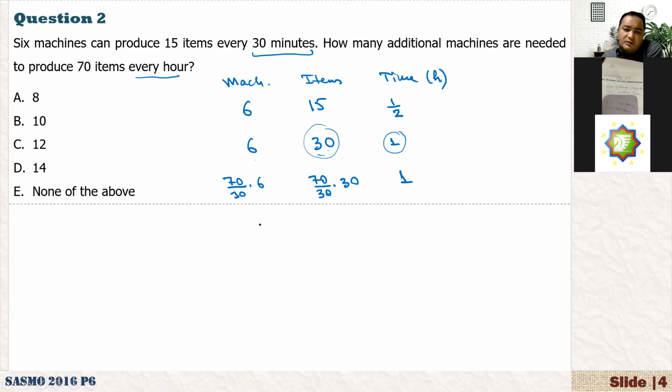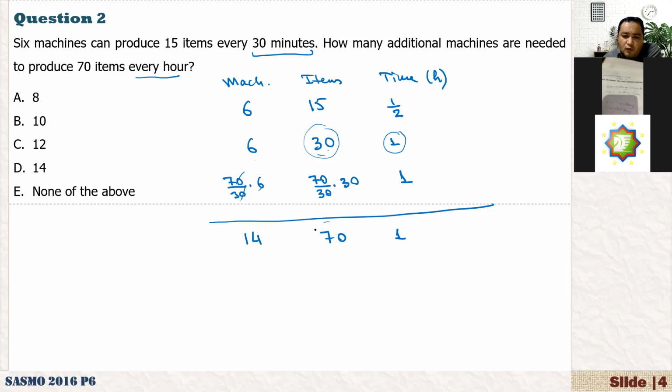If we have more machines, we can produce more. If we have fewer machines, we can produce less. So that's it. Now, if you simplify this, what do we get here? The 0s cancel each other. 6 over 2, 6 over 3, that's 2. 2 times 7 is equal to 14. And the 30s cancel each other. Here we have 70, and here we have 1 hour.